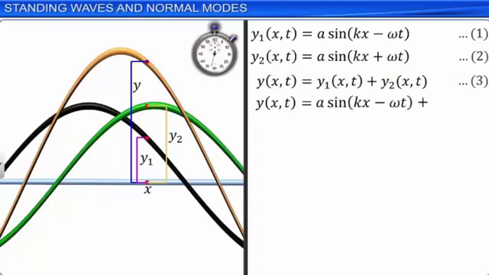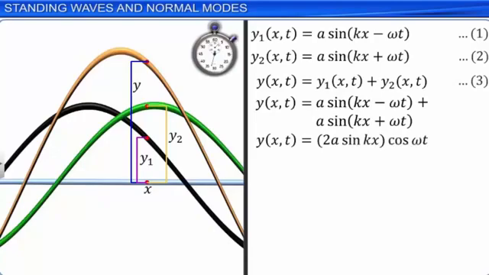In equation 4, 2a sin kx represents the amplitude of oscillations of an element of the string located at position x. Note that this amplitude changes with x. Whereas, in a traveling wave, the amplitude of the wave is the same for all the elements of the string. Therefore, equation 4 represents a standing wave and not a traveling wave.